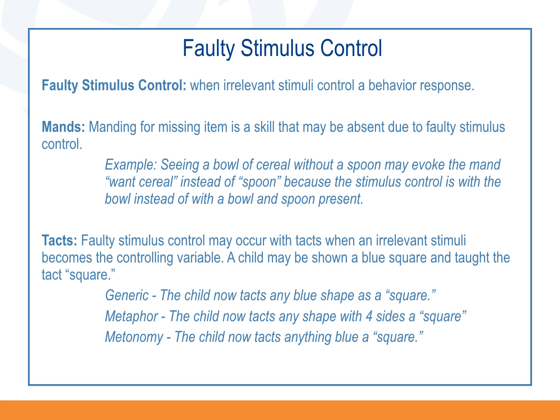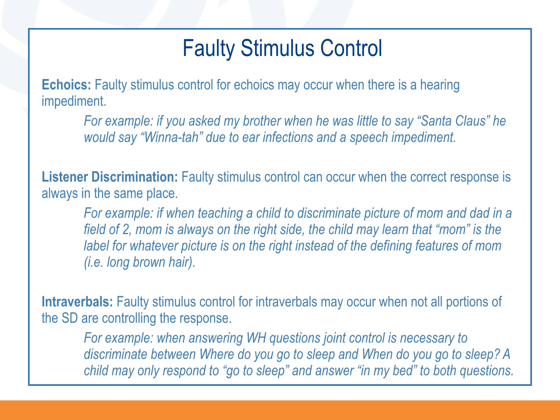Metaphoric extension: the child tacts any shape with four sides as square, whether it's a diamond or a rectangle. Although they have four sides, it's not sufficient. It was not four sides that are all equal. And then the other one would be anything that's blue. So they just overgeneralize it. Anything blue is square. So they've identified with that blue part.